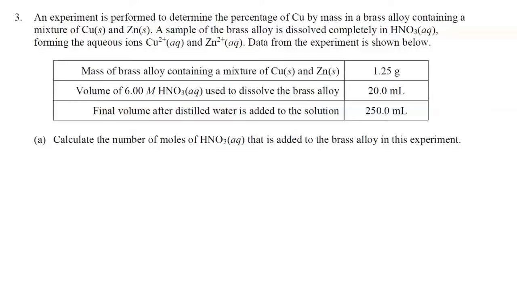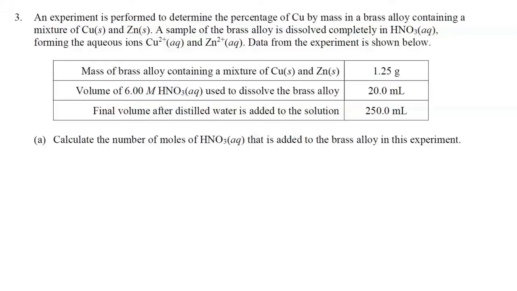Question 3. An experiment is performed to determine the percentage of copper by mass in a brass alloy containing a mixture of copper and zinc. A sample of the brass alloy is dissolved completely in nitric acid, HNO3, forming the aqueous ions Cu2+ and Zn2+. Data from the experiment is shown below.